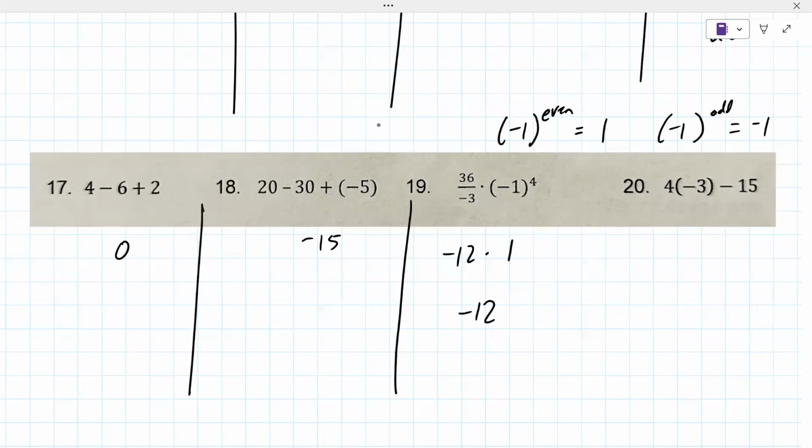Next one, 4 times negative 3. 4 times 3 is 12. Negative 12 minus 15 is going to become negative 27. Yeah. Next one is going to become negative 4.